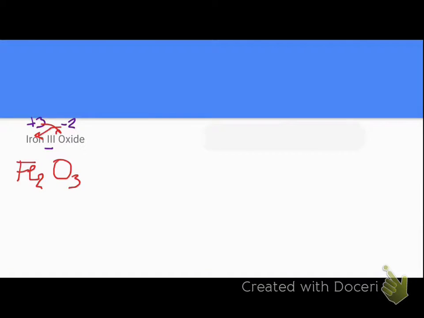All right. Taking a look at our next one, copper 1 phosphide. Same thing. Remember, we're just writing those charges out above. Plus 1. Phosphide is minus 3. So then if we just cross our charges, Cu3P. Remember, we don't need anything after it if it's a 1.